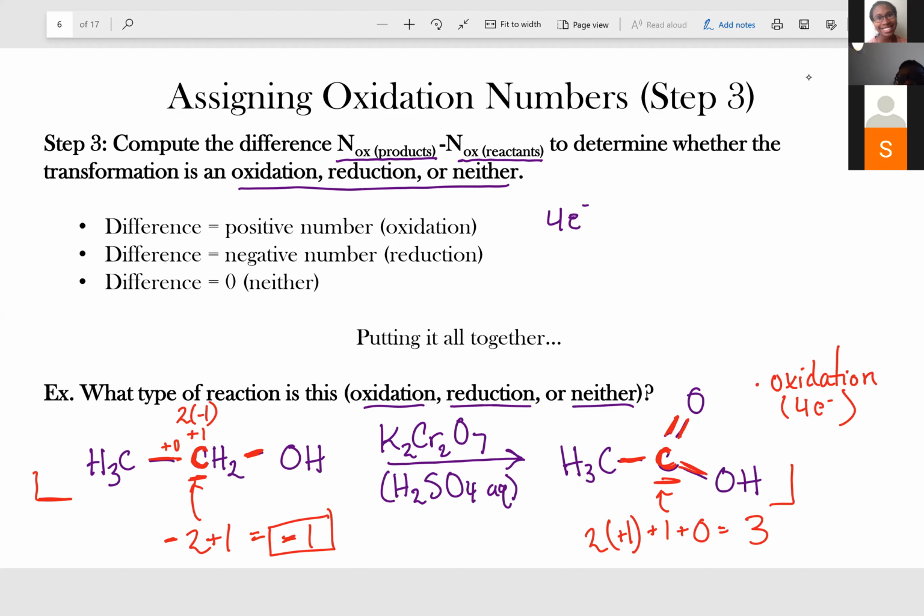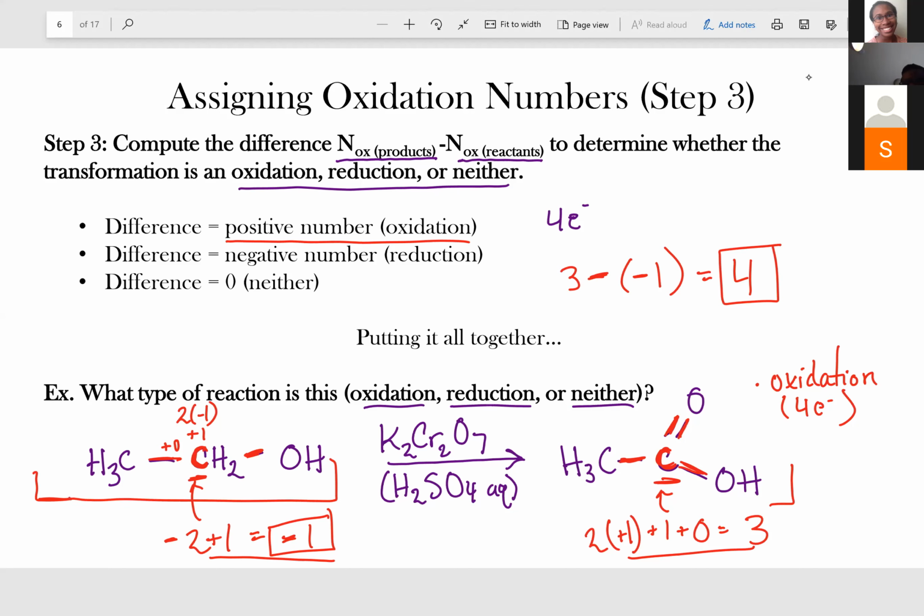And then when we do the difference between the products and the reactants, we're going to do 3 minus -1, which is going to give us a 4. And so since that difference is a positive number, we're looking at a 4-electron oxidation. So ethanol is being oxidized to get us to this acetic acid. Are there any questions on that?